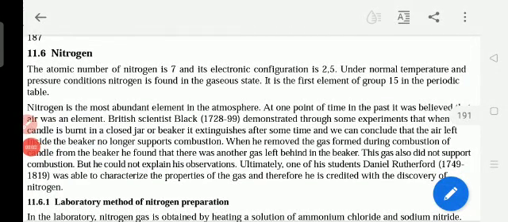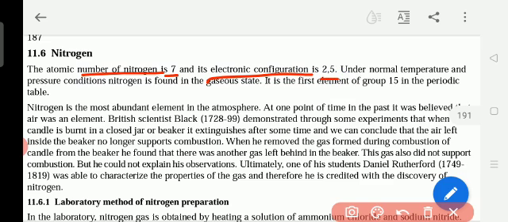Good morning, students. Today we will see about nitrogen and oxygen gases, the preparation of nitrogen and oxygen gases in the laboratory, their properties and uses. The nitrogen atomic number is 7, so the electronic configuration is 2,5.